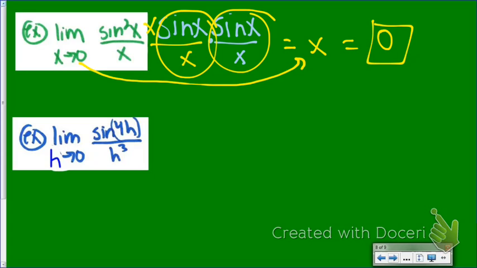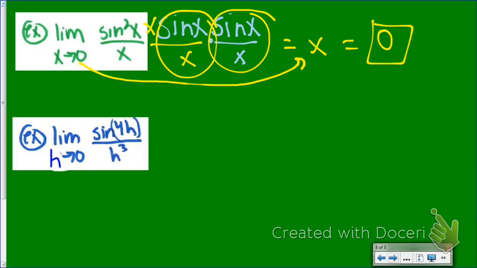Alright, next one uses that same idea. So what I'm going to do is I have the limit as h approaches 0 of the sine of 4h over h cubed. And again, I'm going to do this the same way. I'm going to try and split that up. Now, I cannot split up the argument. I have to keep that 4h there. I can't really mess with that unless I use some of my half-angle properties or double-angle properties or something like that, which we're not really going to get into right now.